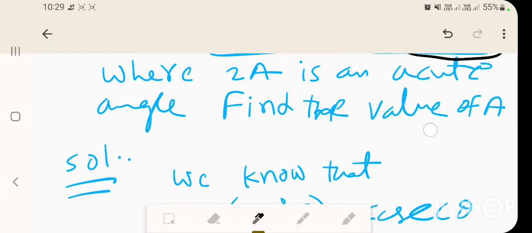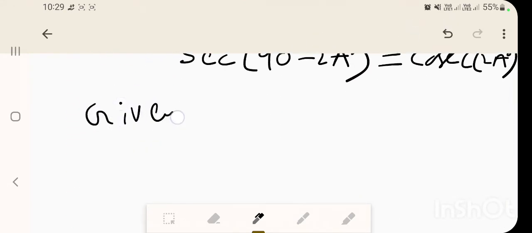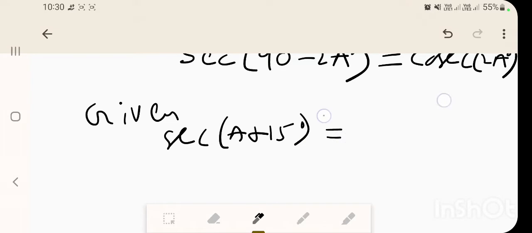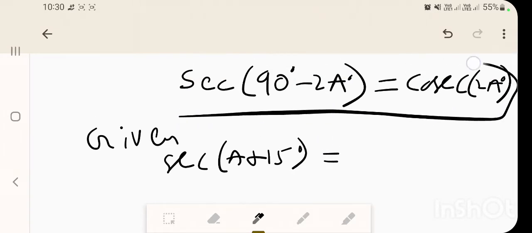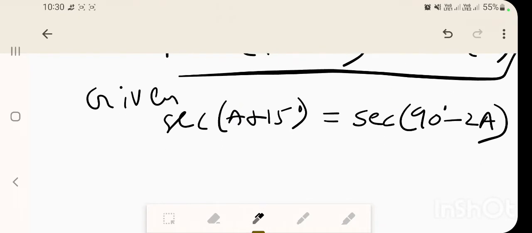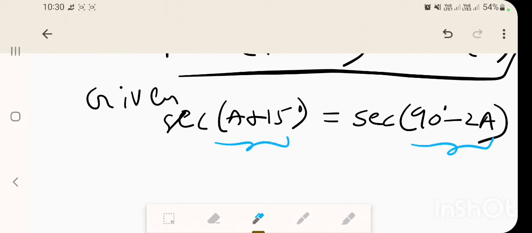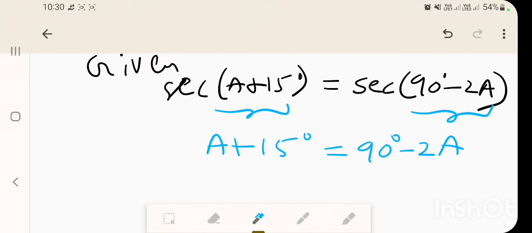So we are now going to take the equation which is given. Given is secant a plus 15 is equal to cosecant 2a, and cosecant 2a can be written as secant 90 minus 2a. Now both LHS and RHS have secant, so whatever is in the brackets we can equate. So a plus 15 degrees is equal to 90 minus 2a.